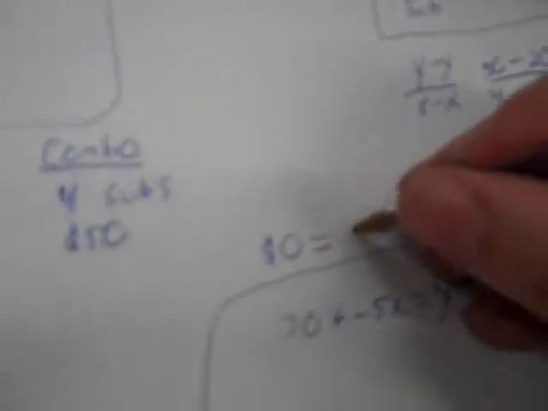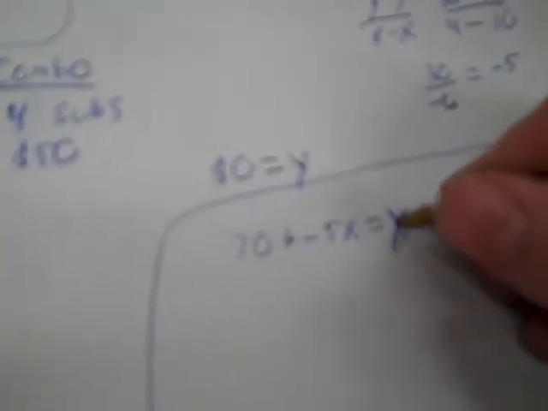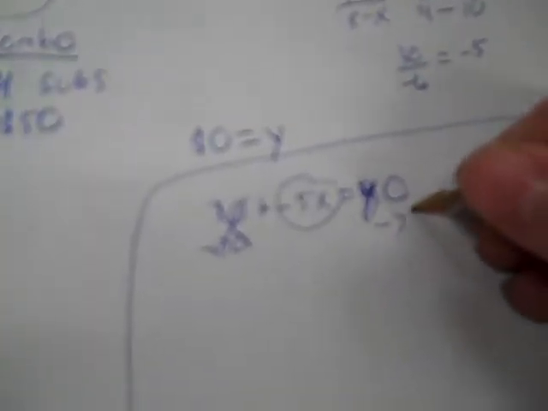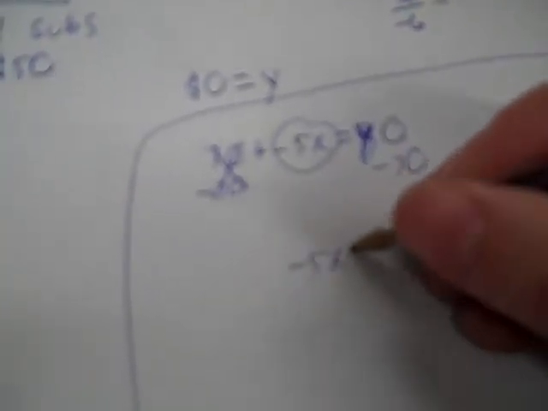Dollars is y, so it's going in for y. So here's my y, 0. Okay, so I need to solve for the x. I need to subtract 70 from both sides. X has one answer. So -5x equals -70, and then I divide both sides by the -5, and that's 14. 14 subs.